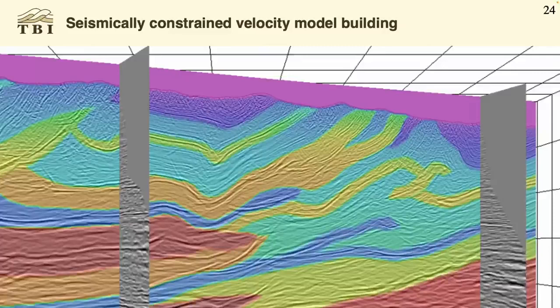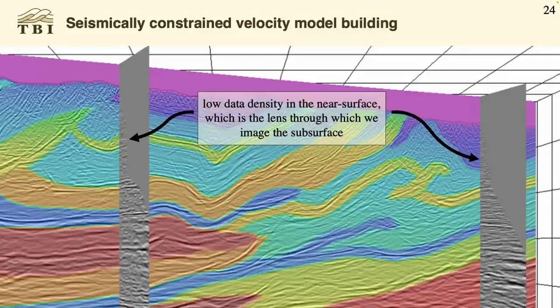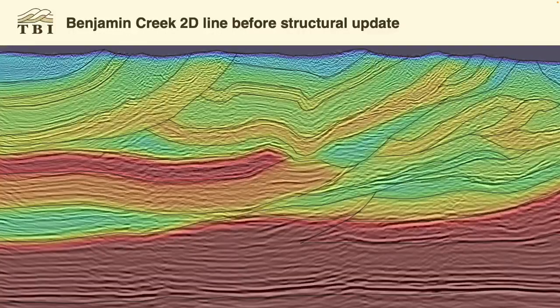Now, in the near surface, we've got very low data density. And the near surface is the lens through which we've imaged the subsurface, so we really can't get the near surface structures from the seismic data. We need to get them from the geologic constraints, but then we can still use the seismic imaging as a constraint on the velocity model. So here's an example of that.